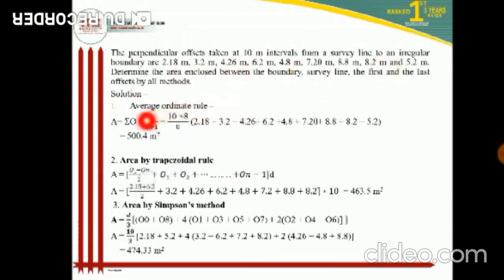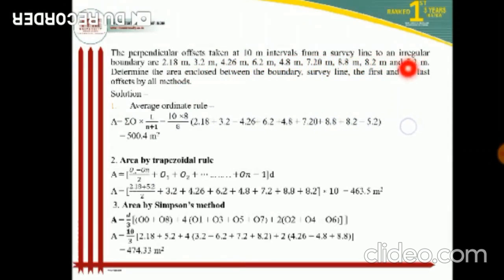So the first method is the average ordinate rule. The formula of area is equal to summation of ordinates multiplied by L divided by n plus 1. Okay, so how to calculate L? L is equal to n into d. Then what is n? Number of divisions. So between two readings there will be one division. So 2.18 and 3.2, one division, two divisions, 3, 4, 5, 6, 7 and 8. Here the number of divisions will be 8.